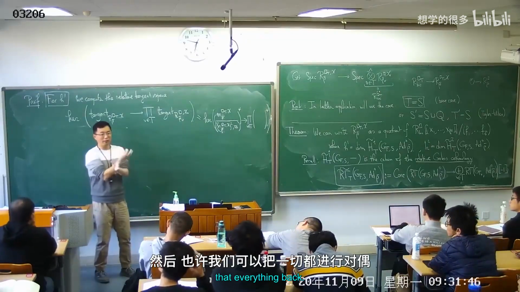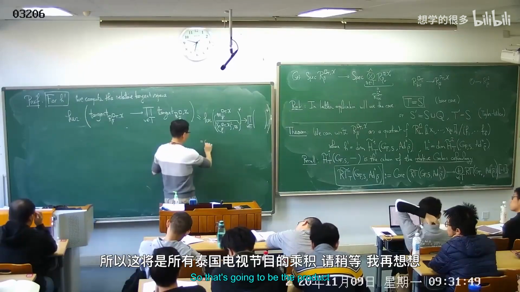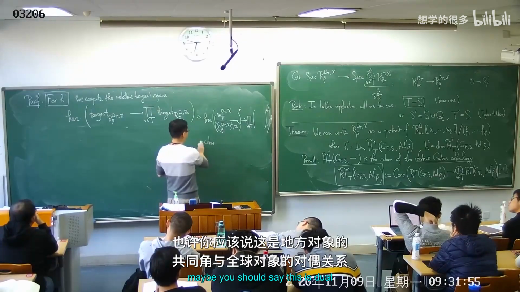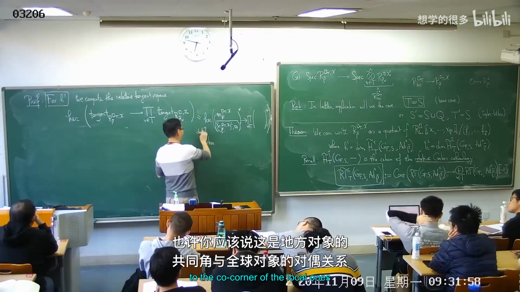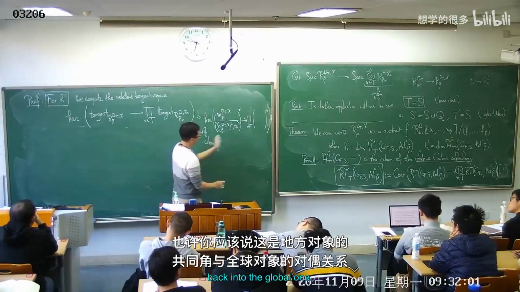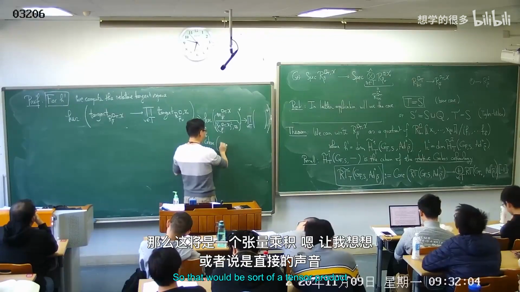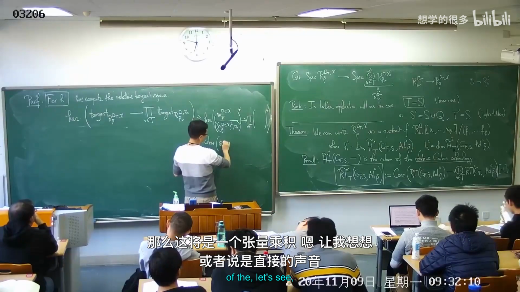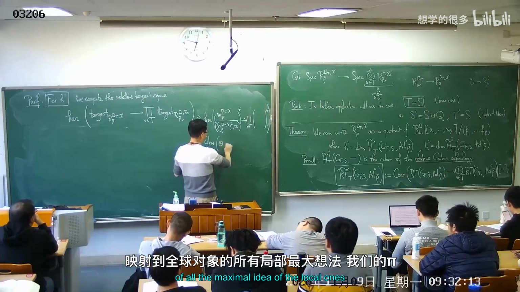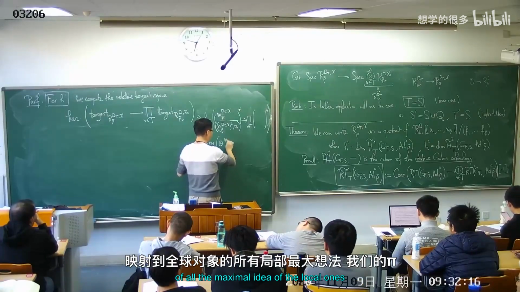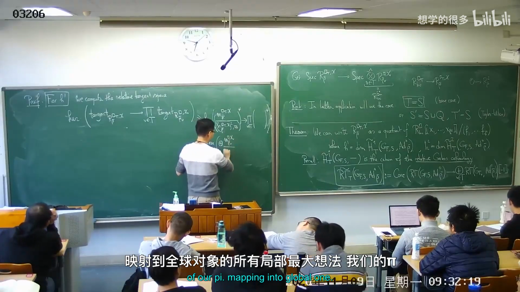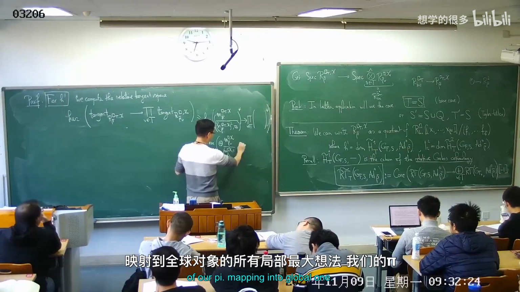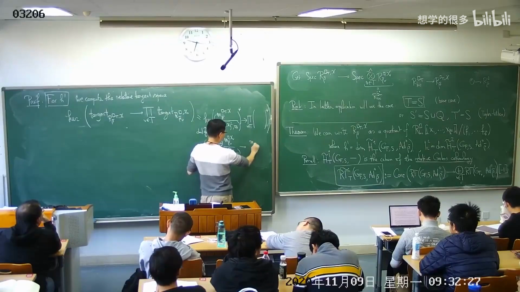And then maybe let's dualize everything back. So that's going to be the co-kernel. Or, I mean, it's dual, maybe I should say this is dual to the co-kernel of the local ones mapping to the global one. So that would be sort of the tensor product of the, let's see, or just the direct sum of all the maximal ideals of the local ones, var pi, mapping into the global one.